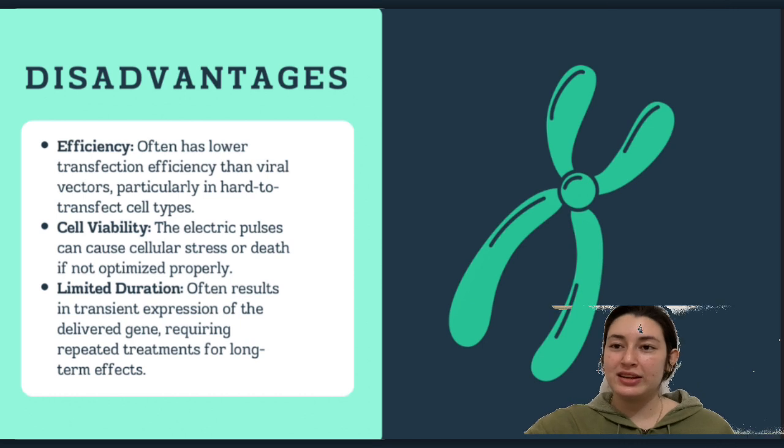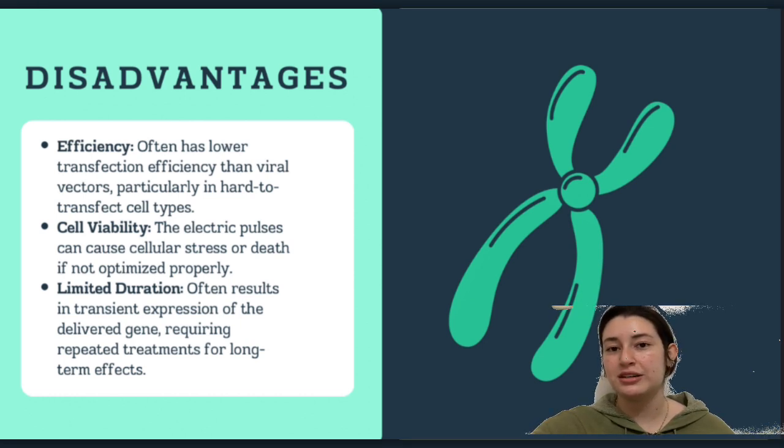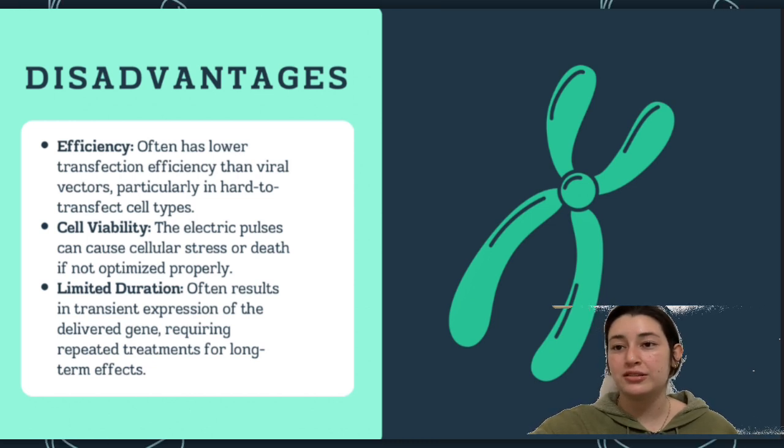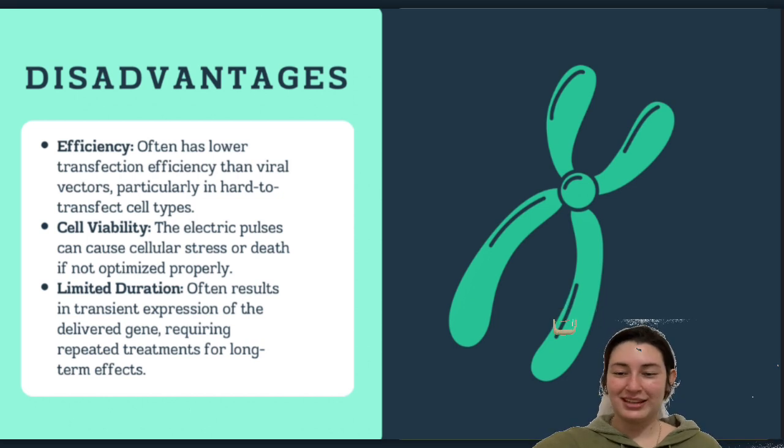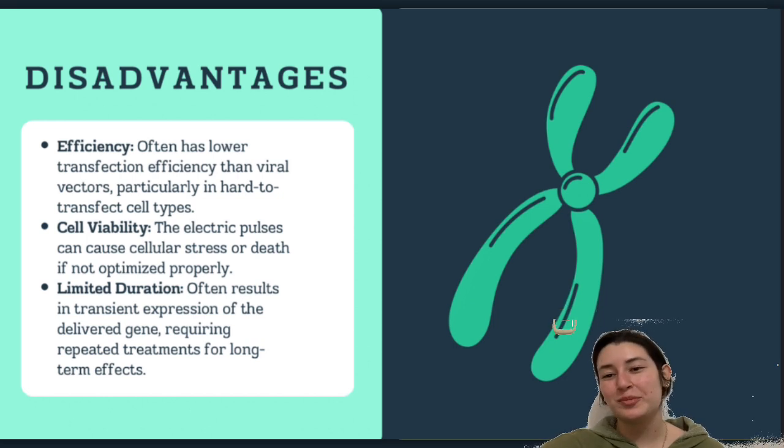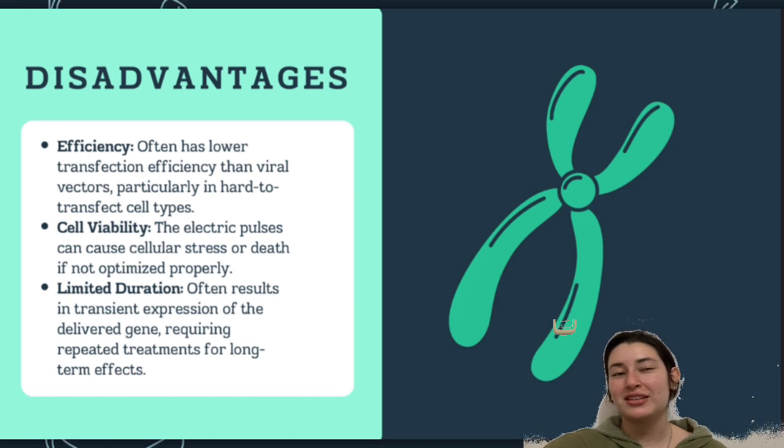In this therapy, we have to use electric pulses that can cause stress or even cell death if the parameters like voltage or the duration of the pulse aren't carefully controlled. And lastly, transient expression means that for chronic conditions, electroporation sometimes doesn't work because the effects may wear off. So it's a challenge for chronic conditions where long-term gene expression is needed.